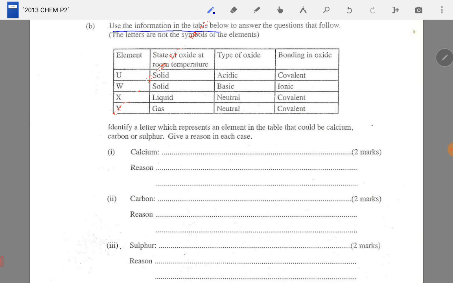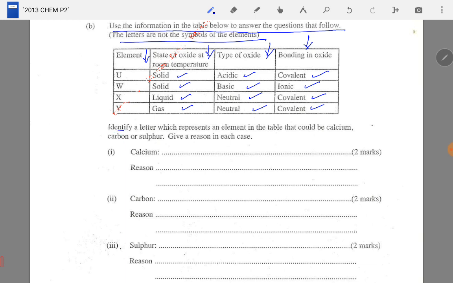Use information in the table below to answer the questions that follow. The letters do not represent the actual elements. So we have elements, we have states at room temperature, we have the type of oxide or the nature, and then we have the bond type. We start with the first one. U, solid, it's acidic, covalent. W, solid, basic, ionic. X, liquid, neutral, covalent. And Y, gas, neutral, covalent.